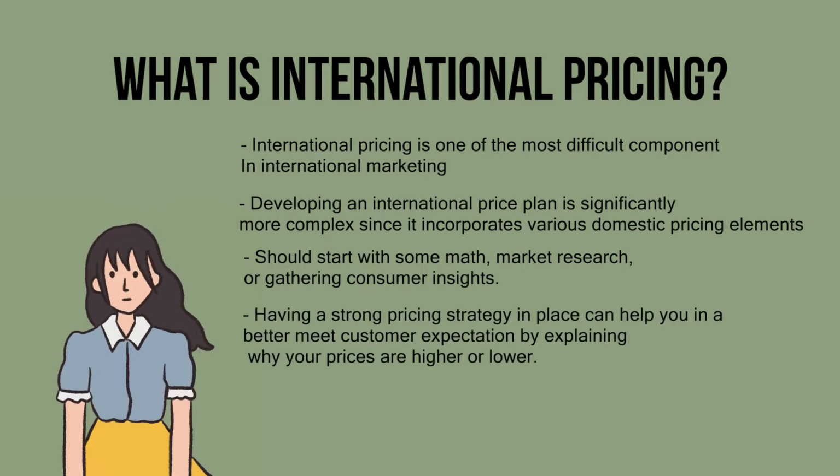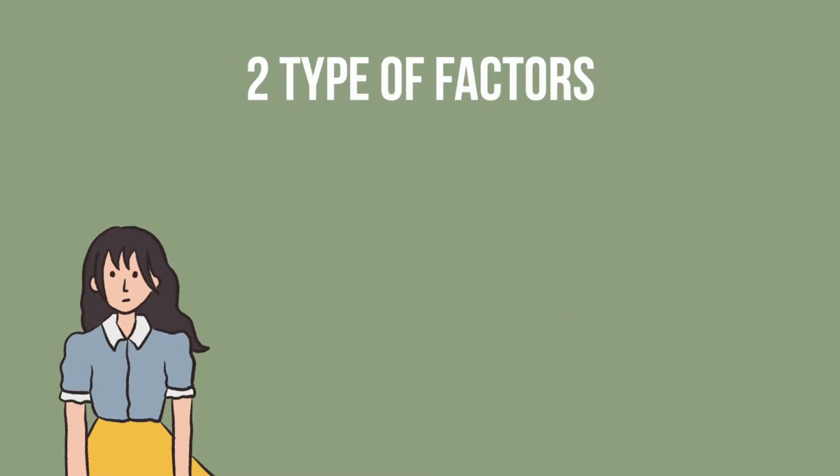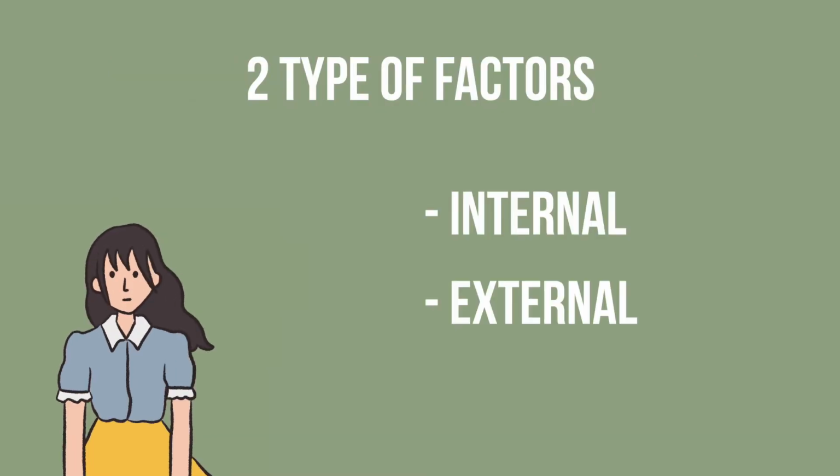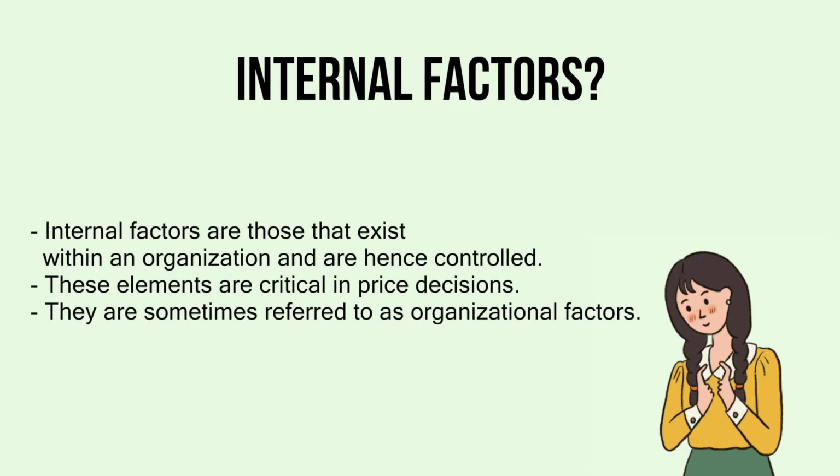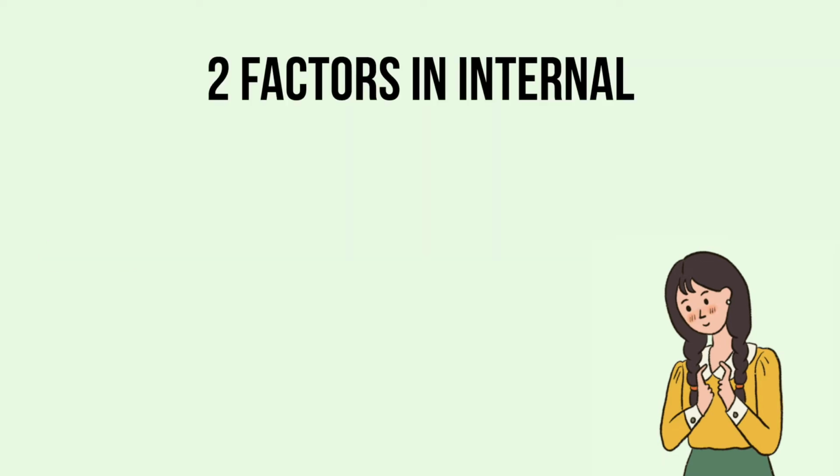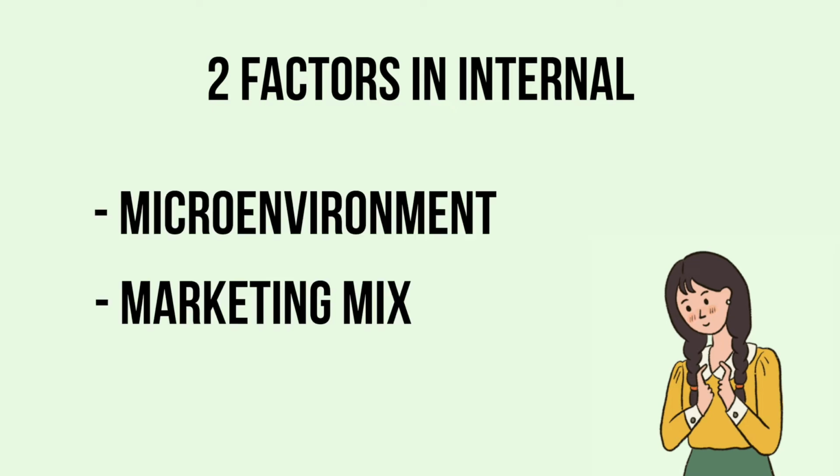Having a strong pricing strategy in place can help us better meet customer expectations by explaining why our prices are higher or lower. Now there are 2 types of factors, which are internal and external. Internal factors are those that exist within an organization and are hence controlled. These elements are critical in price decisions. They are also sometimes referred to as organizational factors. Therefore, there are 2 factors in internal that influence the pricing, which are microenvironment and marketing mix.